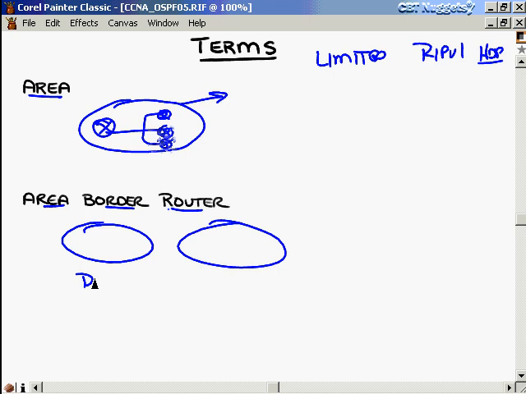And so their tables are going to include information from both of these different areas. And that router is going to exist just like this. The difference between an area border router and any other router out there running OSPF is found in its interfaces.